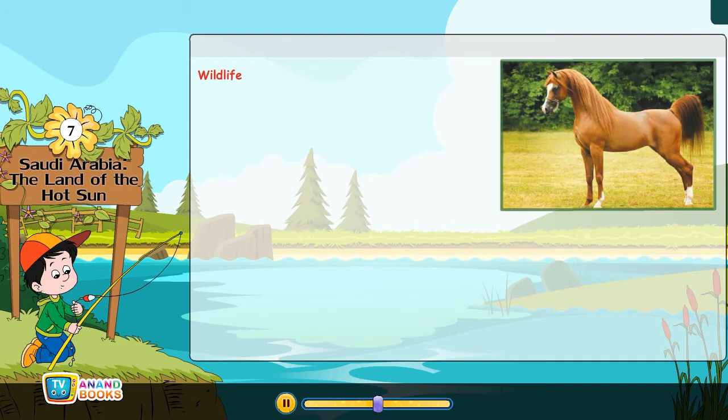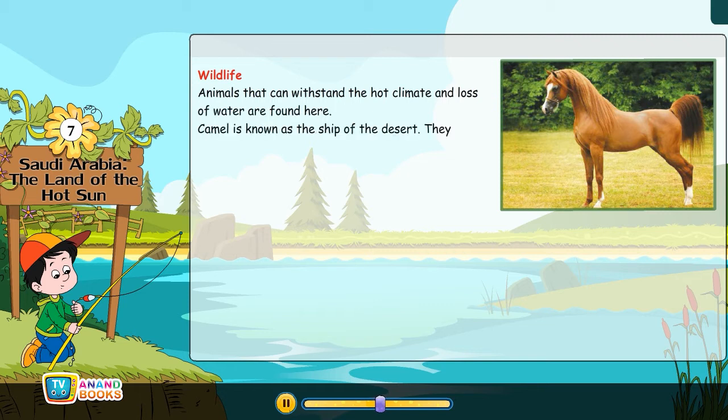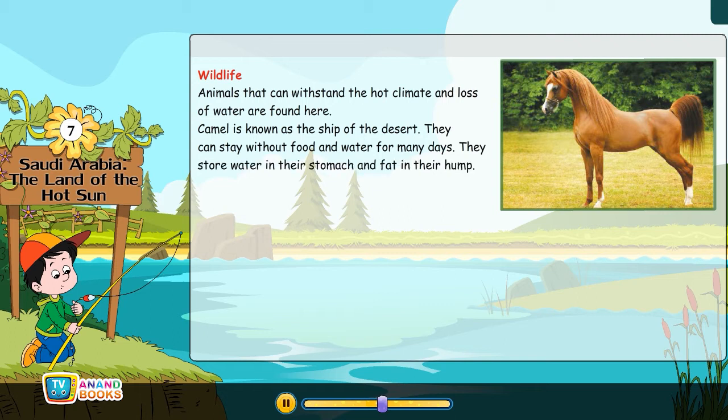Wildlife. Animals that can withstand the hot climate and loss of water are found here. Camel is known as the ship of the desert. They can stay without food and water for many days. They store water in their stomach and fat in their hump.